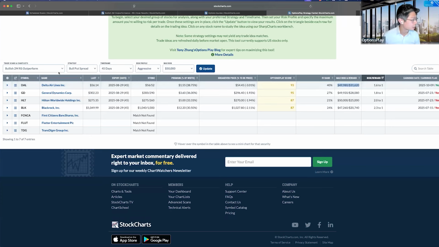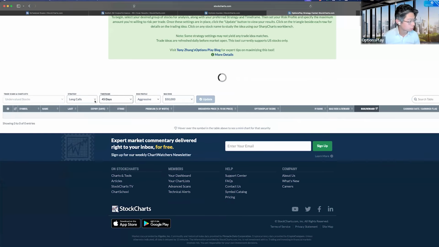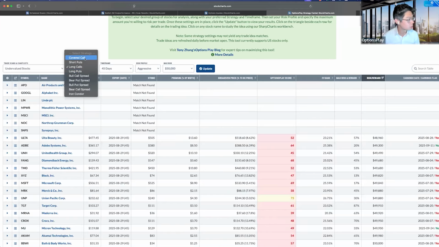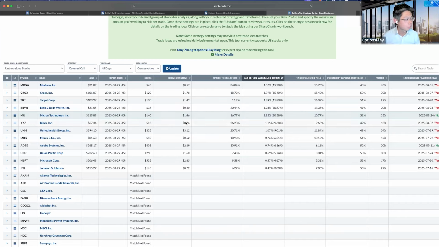But on top of that, like I said, if you put in your list of stocks that you own, for example, if I put in this undervalued list of stocks, let's assume for a second that that's a list of stocks that I own, when I run a covered call screen on that, I can easily identify where I can generate enough premium to pay for this service in just my first trade without taking on any additional risk.